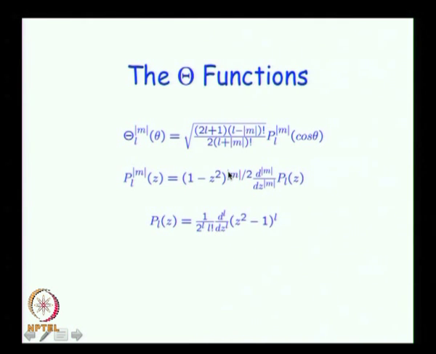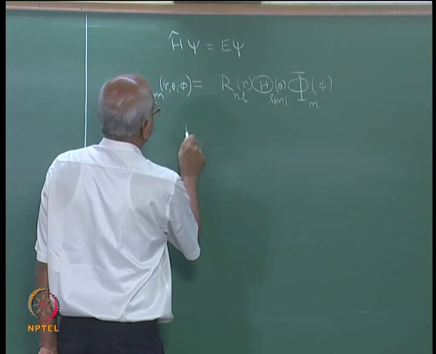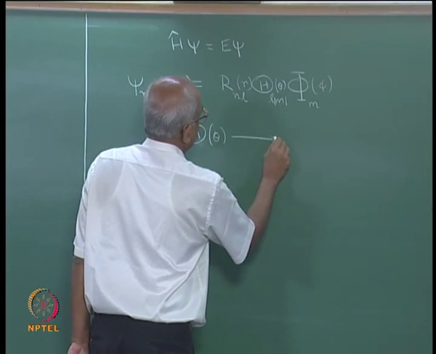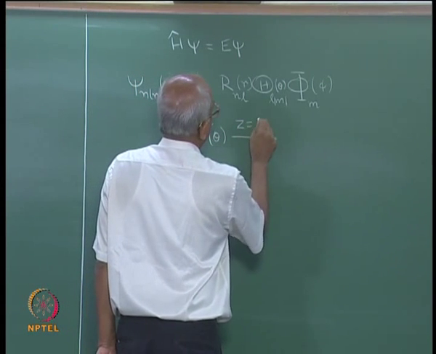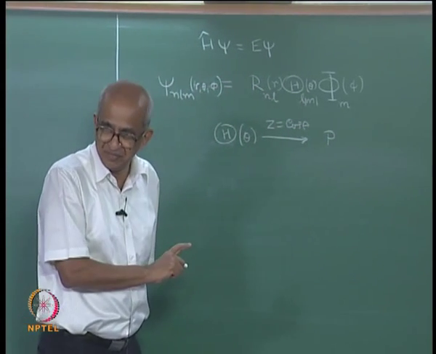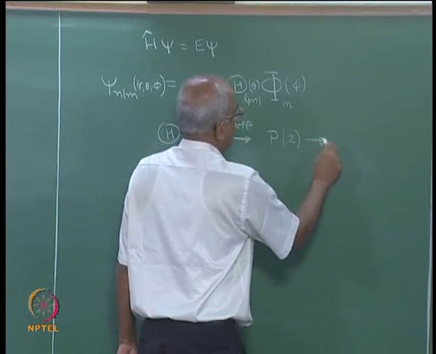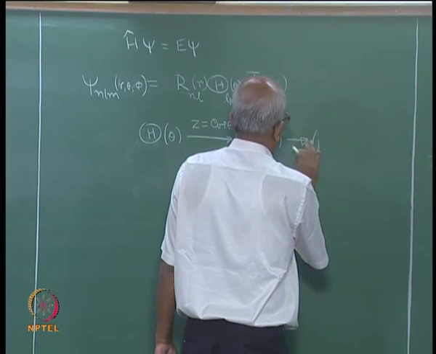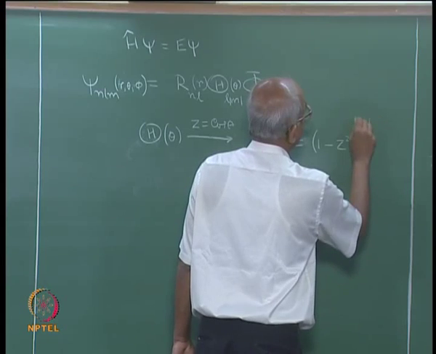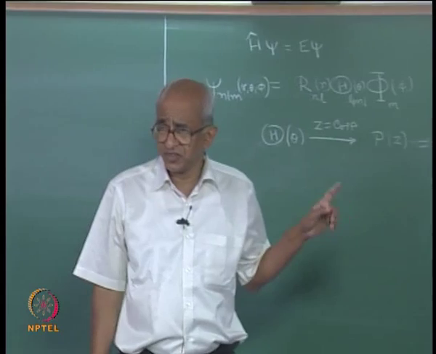And then remember we had put 1 minus z square. Maybe I should write this. Let me just remind you the process of solution. We had the function theta of small theta. We made this change of variable z is equal to cos theta, and the function was then denoted by the symbol p. P was a function of z. And then what do we do? We substituted p is equal to 1 minus z square to the power of m by 2 into g of z, and then we found an equation for g.